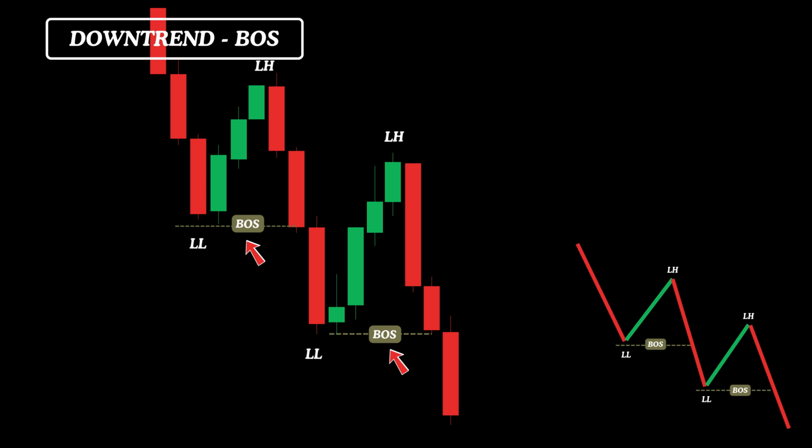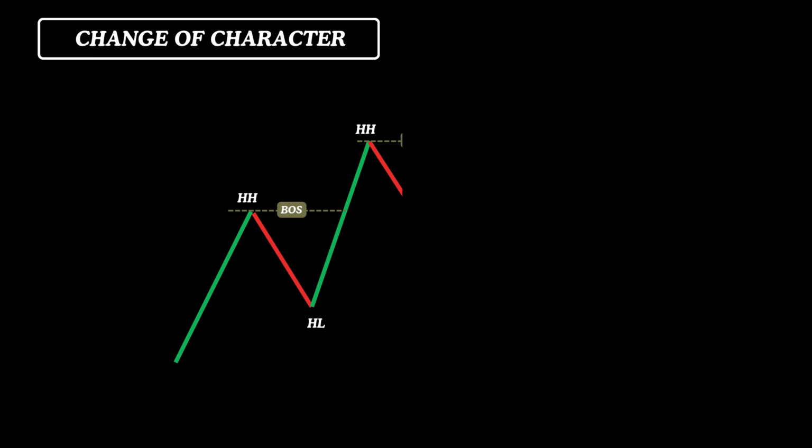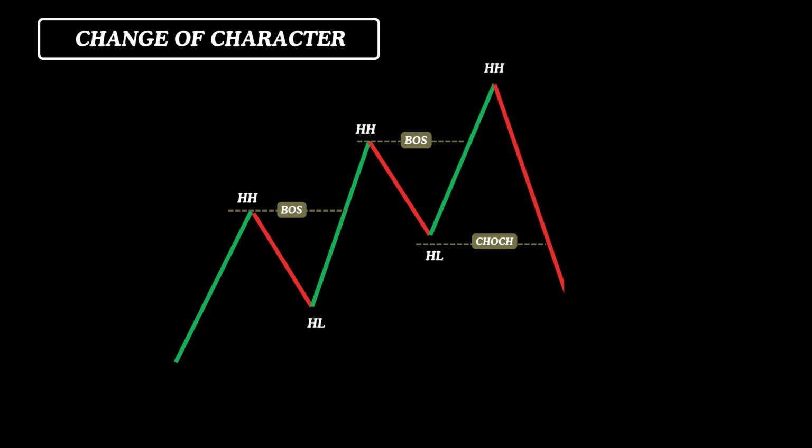After understanding the break of structure, let's move to the second key concept in the smart money concept: the change of character. Imagine the market is in a strong uptrend, where price continuously makes higher highs and higher lows. After every pullback, it creates a new high. But then, a moment arrives when price fails to break its most recent swing high and instead closes below the previous swing low. This marks a major shift.